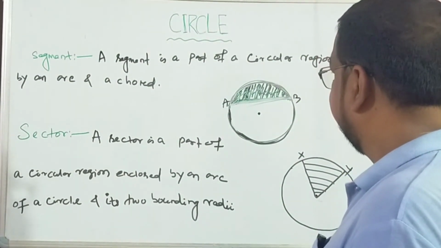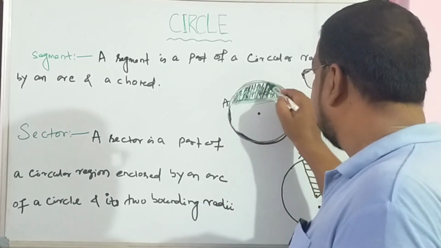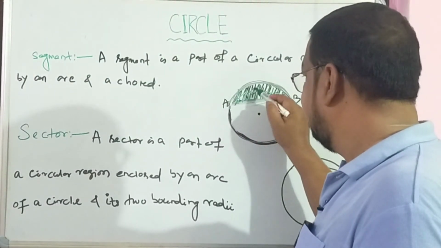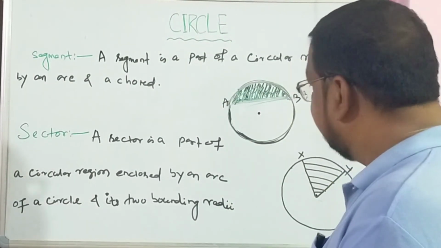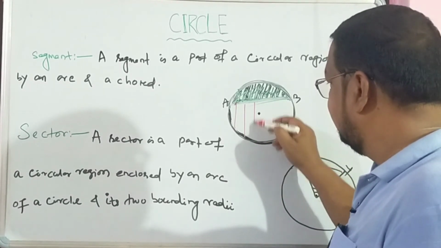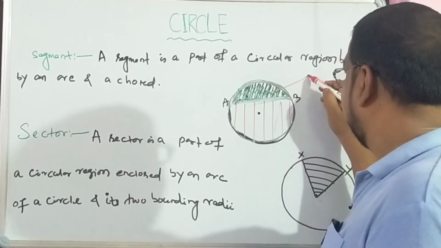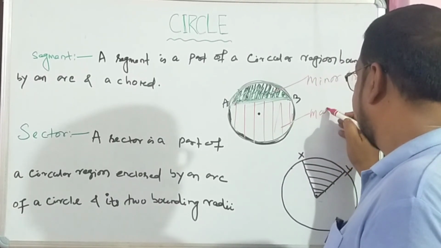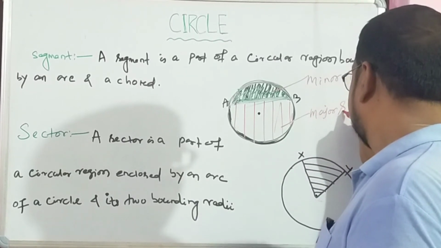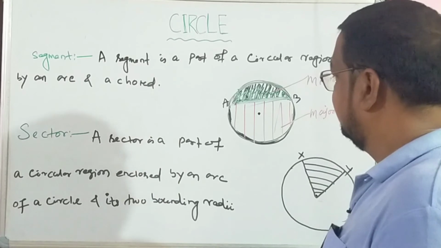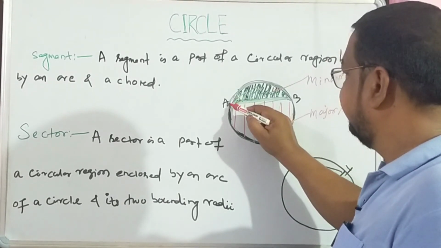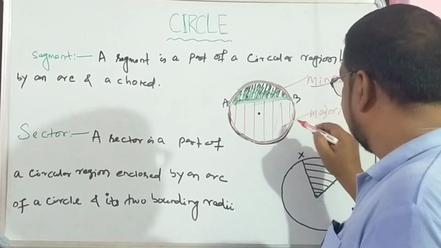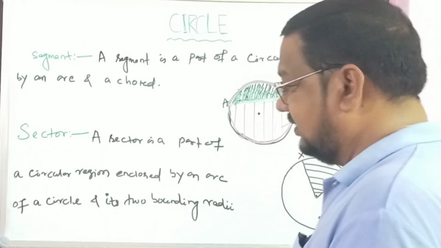The segment enclosed by a minor arc is known as the minor segment. So this is the minor segment and this part is the major segment. The region bounded by a minor arc is called the minor segment and the region bounded by a major arc is known as the major segment.